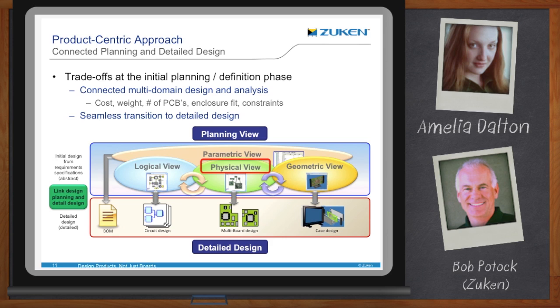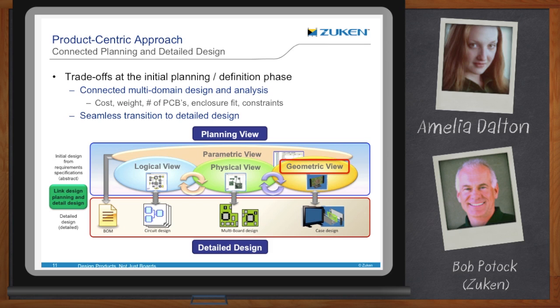Now we factor in the geometric or the space view. Now we're bringing in the enclosure. So now the physical view takes more of a real world perspective, because now those boards, 1, 2, 3, or 4, have to now plug into that enclosure in some orientation that makes sense, that can be manufactured.